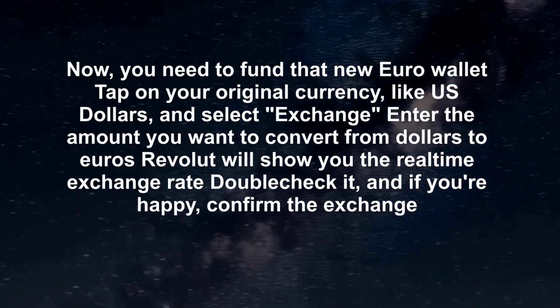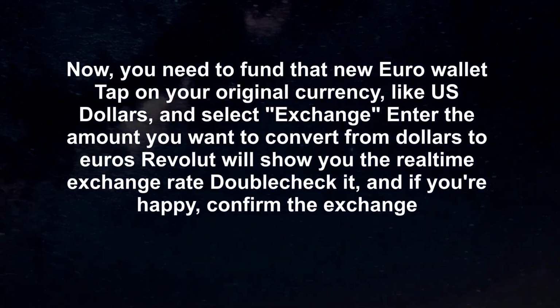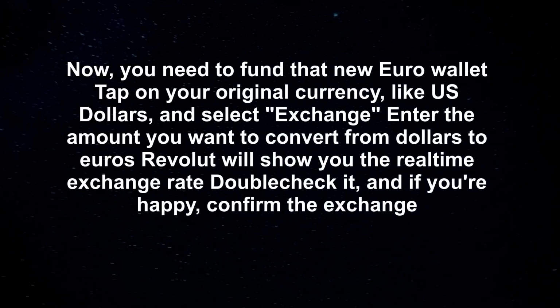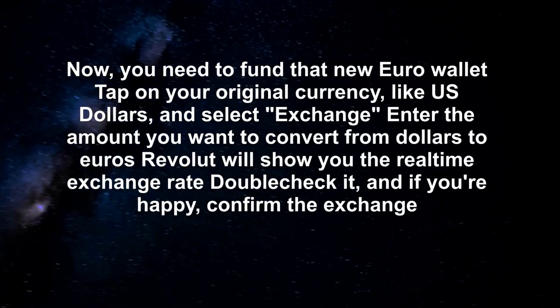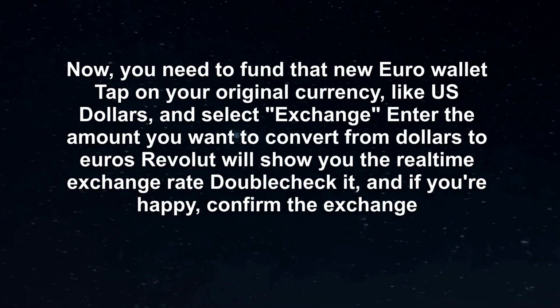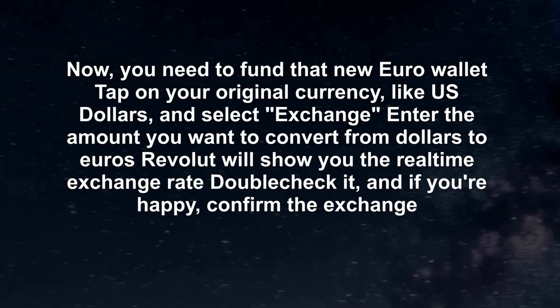Now you need to fund that new euro wallet. Tap on your original currency, like US dollars, and select exchange. Enter the amount you want to convert from dollars to euros. Revolut will show you the real-time exchange rate. Double check it. And if you're happy, confirm the exchange.